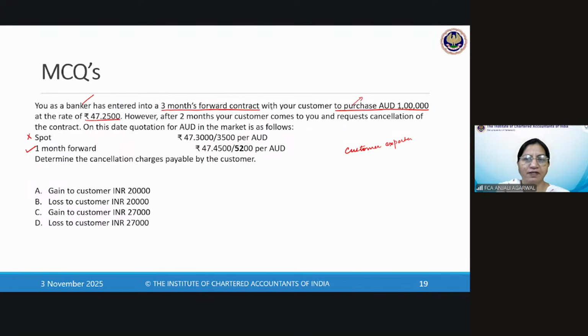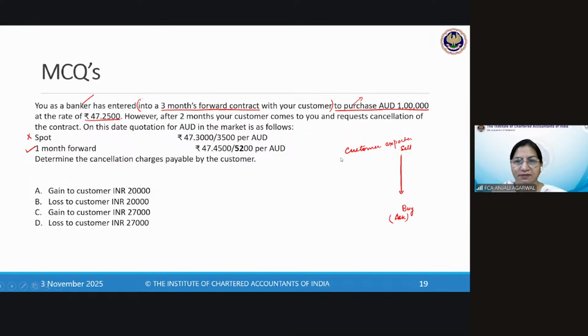If you read it properly, you as a banker have entered to purchase. Okay, this is a clause, just ignore it. So the bank is purchasing, the customer is selling. The customer will sell when he is an exporter. So to cancel, the customer now needs to buy. So once again, same question exactly, ask would be applicable.